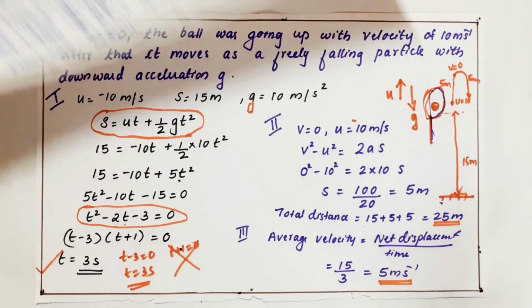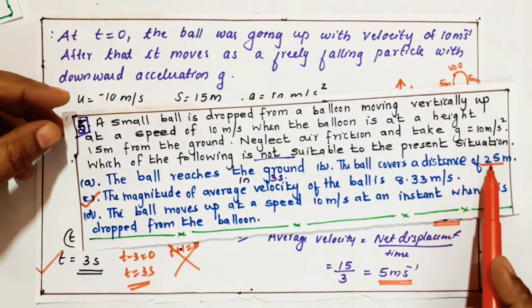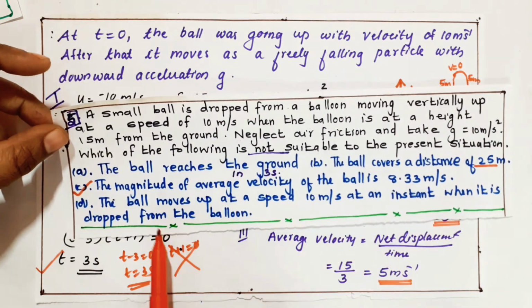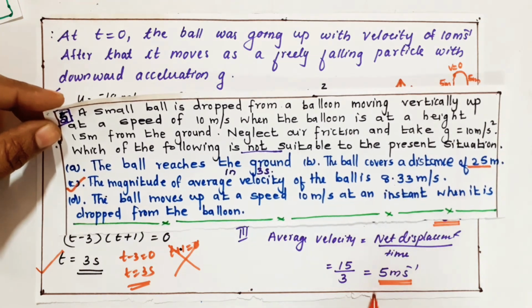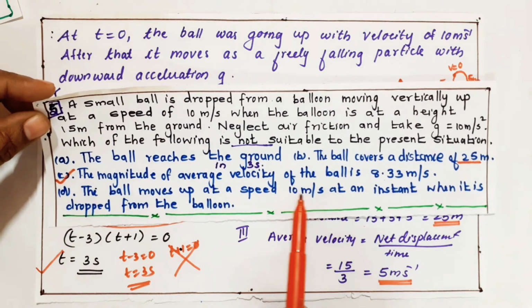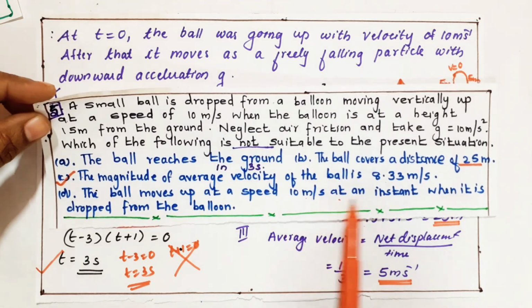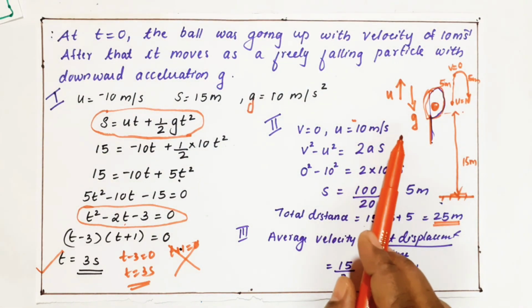So out of this option, ball reaches ground in 3 seconds is correct. Ball covers a distance of 25 meter, that also correct. But the average velocity of ball is not 8.33. I got it at 5 meter per second. That is wrong. Ball moves up at a speed of 10 meter per second at an instant when it is dropped from the balloon. That is correct because I have taken here.